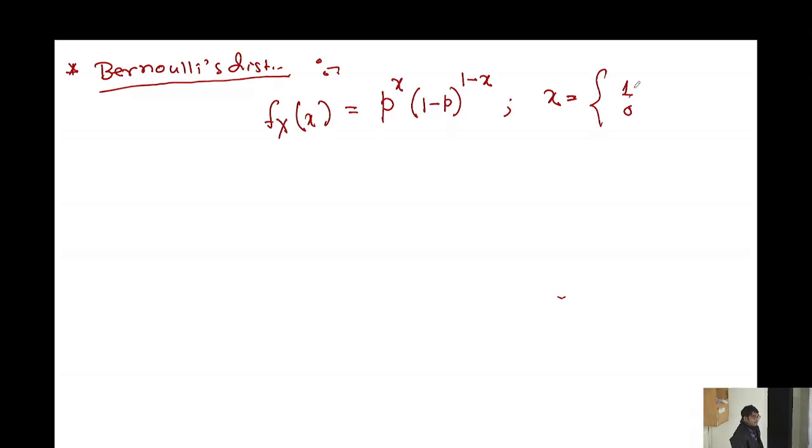And the other condition is that the sum should be equal to 1. So let us do the sum. First it will be p to the power 1 times (1 minus p) to the power 0. That will give you p. Plus p to the power 0 multiplied by (1 minus p) to the power 1. That will give you 1 minus p. The sum will be p plus 1 minus p. p and minus p will cancel out, you will be ending up with 1. So you can easily prove that it's a valid PMF.